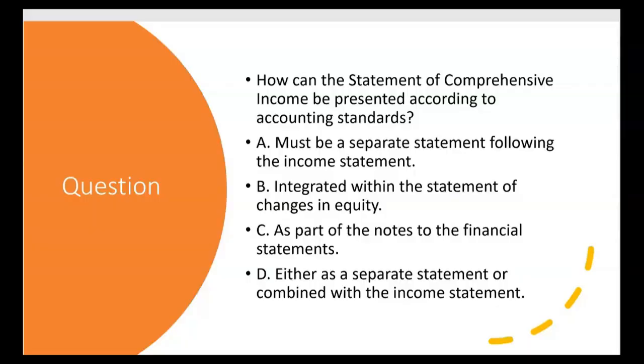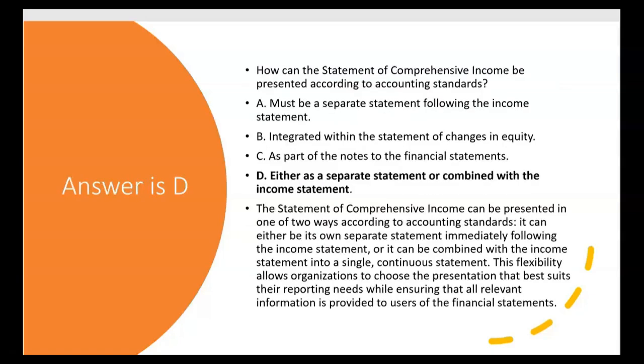Or if you want two financial statements, you can start with the income statement and then have a statement of comprehensive income. All right, how can the statement of comprehensive income be presented according to accounting standards? A, must be a separate statement following the income statement. Doesn't have to be. B, integrated within the statement of changes in equity? No. C, as part of the notes to the financial statements? No. D, either as a separate statement or combined with the income statement? Yes. Letter D is correct.